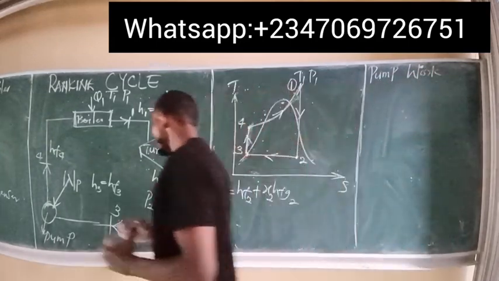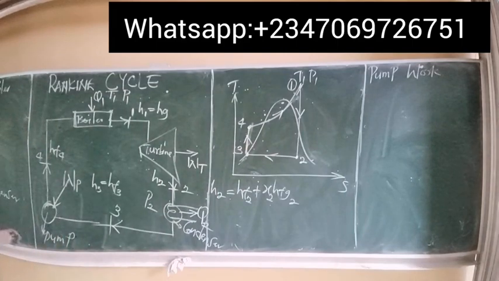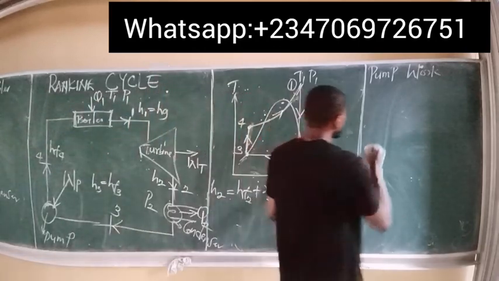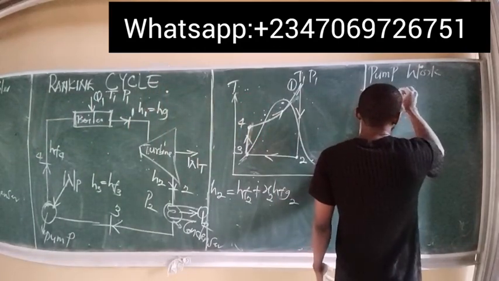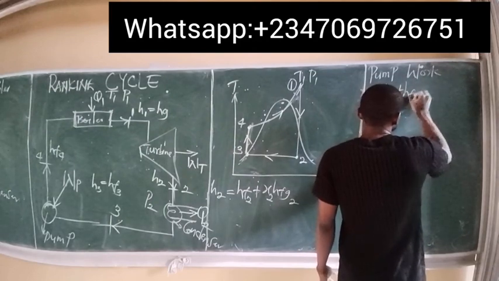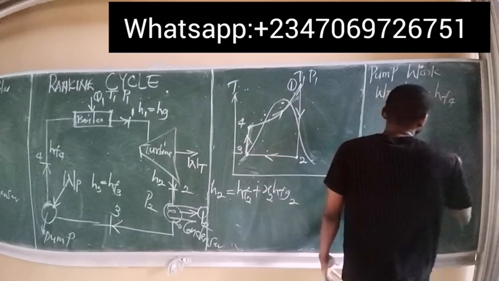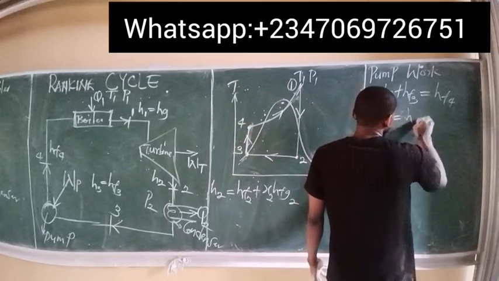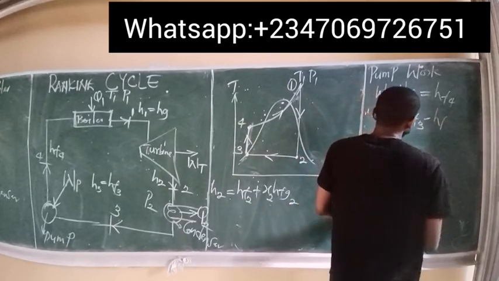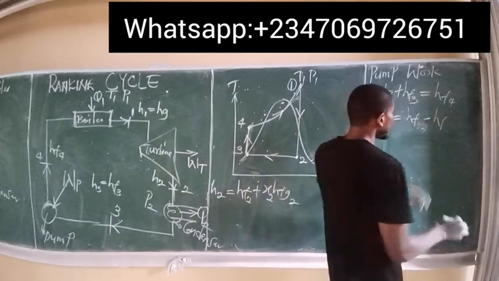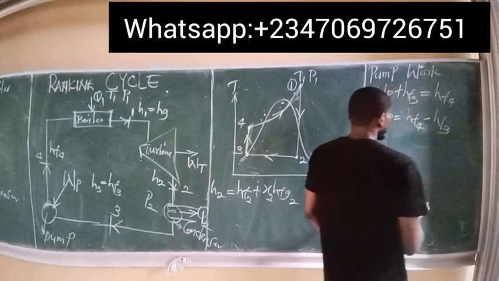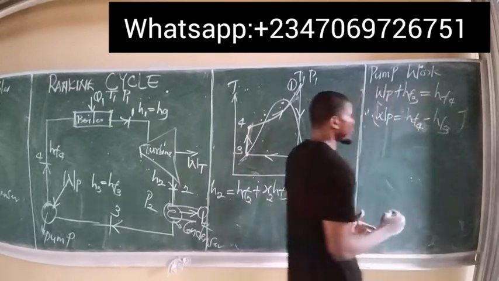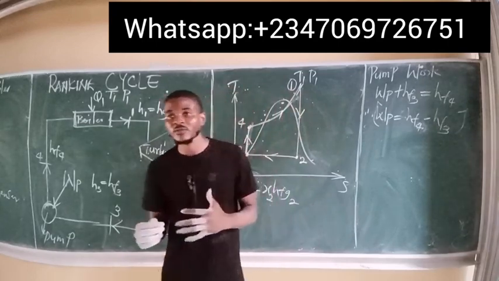So just like in the previous cases, the sum of all the parameters entering the pump equals what is leaving the pump. I have HF3 entering the pump, I have WP entering the pump, and I have HF4 leaving the pump. So the sum of what is entering, WP plus HF3, is equal to HF4 leaving the pump. Therefore, the pump work can be considered as HF4 minus HF3, if I simply send HF3 over here. So this is the formula for the pump work, or the work done by the pump.